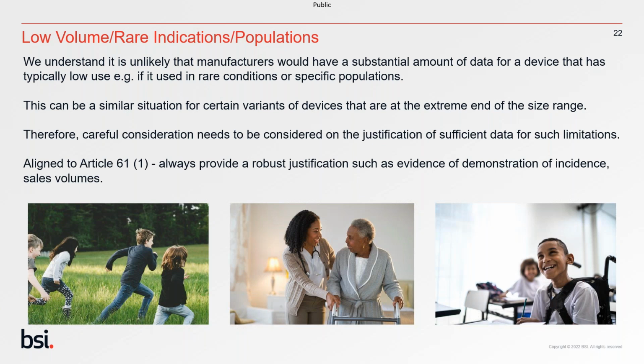So really, you have to make sure that you provide a justification. It's interesting because Article 61.1 really talks about it's you as the manufacturer that needs to provide the justification for the sufficiency of clinical evidence to support your device. And when you have these devices at the extreme end of the range, what we're looking for is a good solid justification with ideally some evidence to support that.